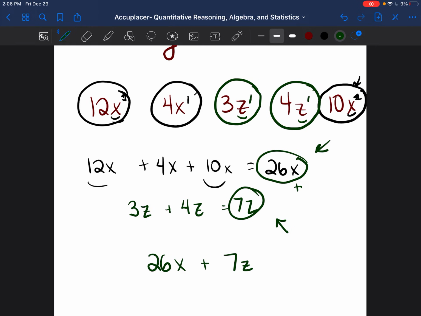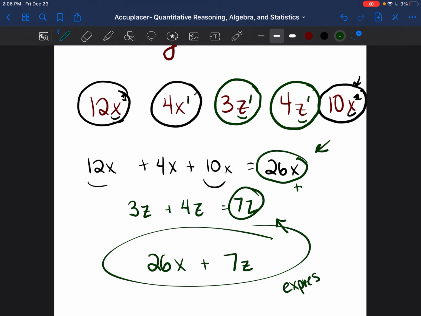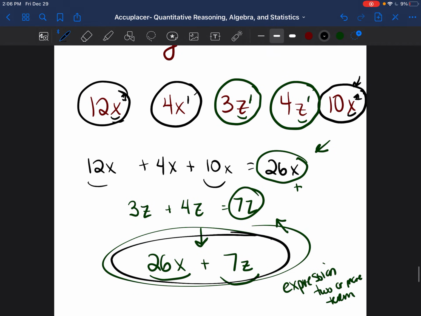We don't go any further. We cannot combine these terms. Why? Because they're not alike. This one has an x, this one has a z. Because they're not like terms, you just have to leave it as an expression. An expression is when you have two or more terms that you can't combine. So this is a term and this is a term. You can't go any further, but you have to indicate that they're still being added together. So you would just leave them together as a form of an expression.